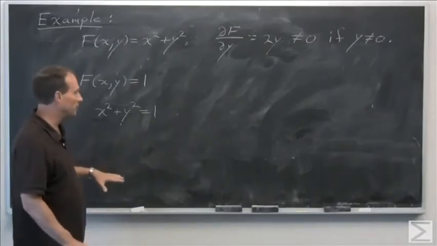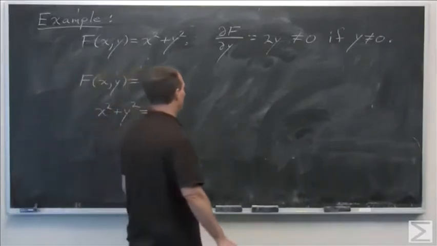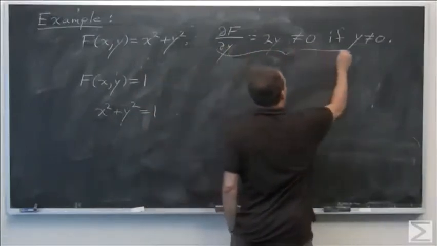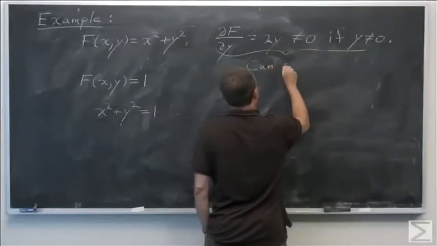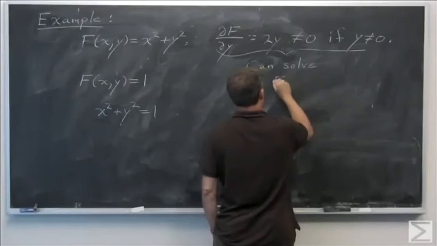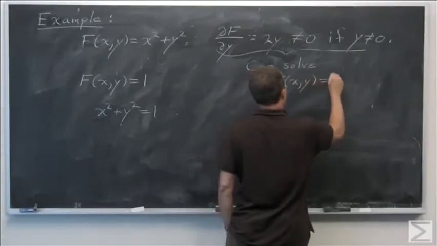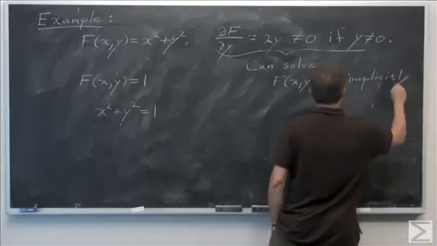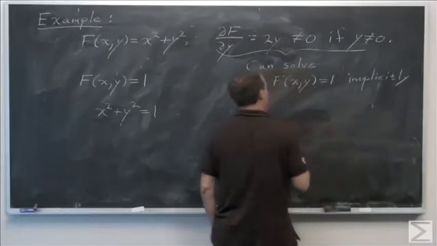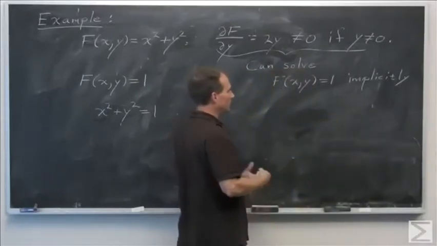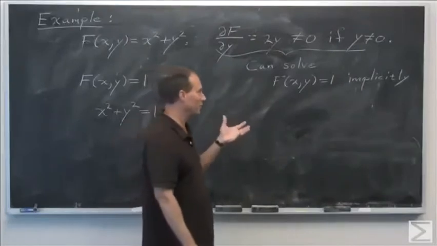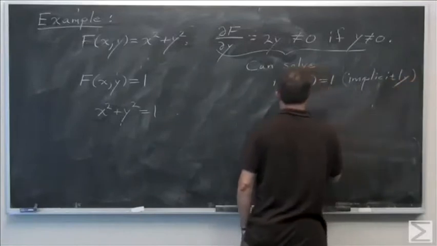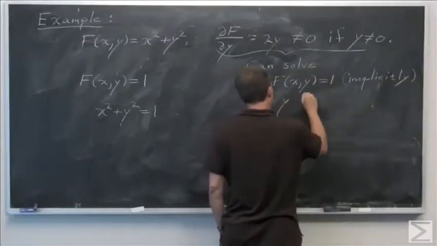If we knew whether y was positive or negative, which would be determined by what point we were at. Great. So yes, this means we can solve for y. So this tells us you can solve f of x, y equals 1 implicitly, or you can solve it. In theory, you can solve it. And I'm saying you can solve implicitly, meaning you just tell yourself y is a function of x. You can solve implicitly for y in terms of x.